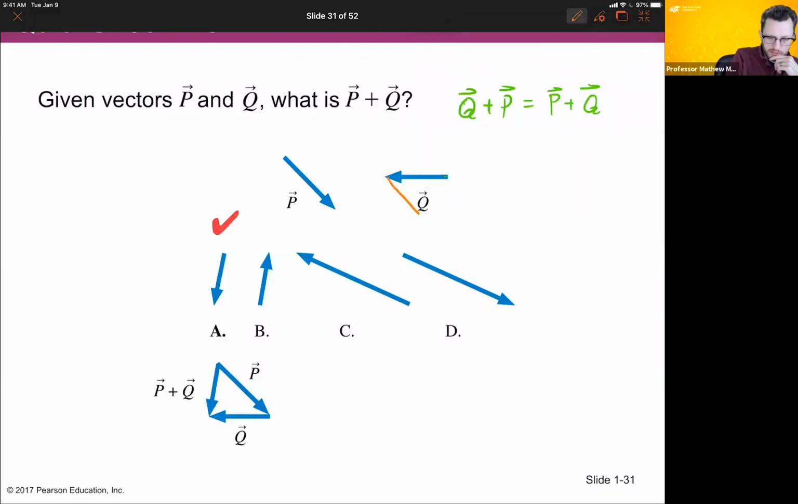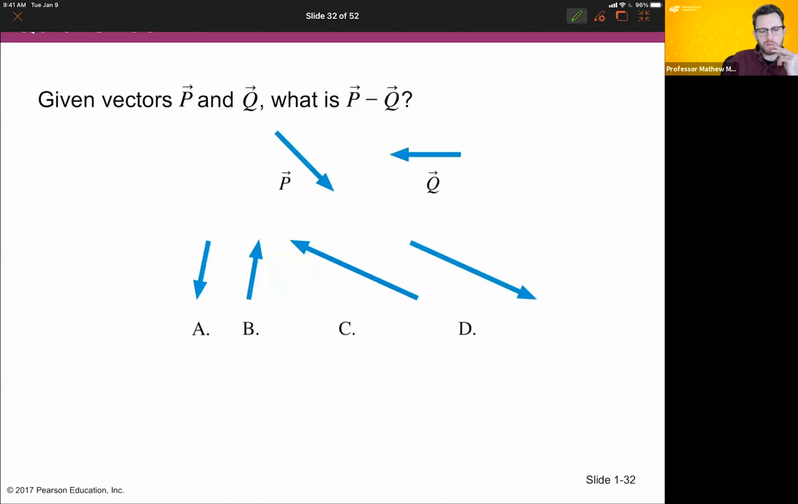P looks something like this. And if I draw the vector that starts at the tail of Q and goes out to the tip of P, again, I get this same vector A as the result. So when you do the vector sum, which vector you put tip to tail with the other one doesn't matter. You get the same resulting vector out. So you can switch the order between the vector additions.